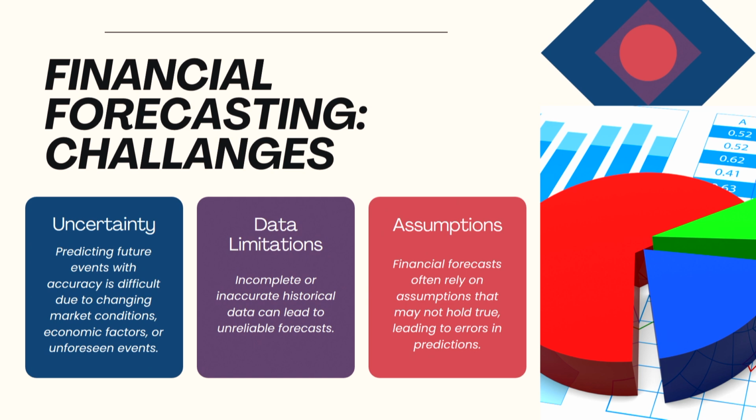There prevails some sort of element of subjectivity when we are talking about the task of financial forecasting. So it is not free from challenges. Here I have jotted down some of the common challenges to which the act of financial forecasting is always vulnerable. Now the first one is uncertainty. Predicting future events with accuracy is difficult due to changing market conditions, economic factors or unforeseen events.